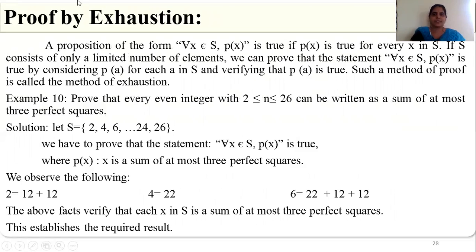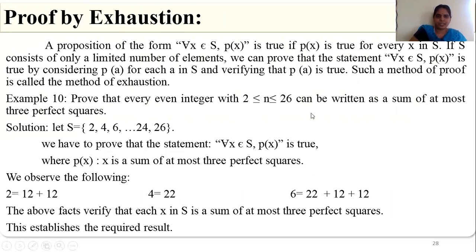Next is proof by exhaustion. In this, we can say the proposition of the form for all x belongs to S, P of x is true if P is true for every x in S. If S consists of only a limited number of elements, we can prove that the statement for all x belongs to S, P of x is true by considering P of A for each A in S, verifying that P of A is true. This method of proof is called the method of exhaustion.